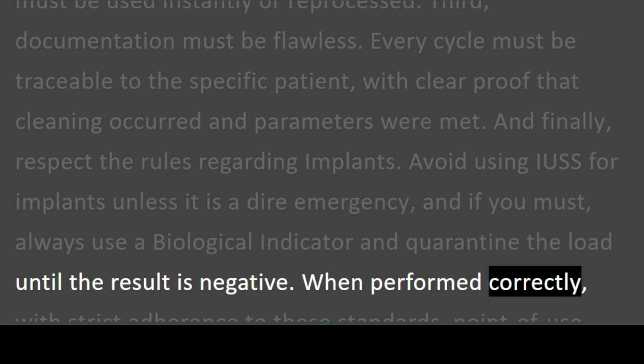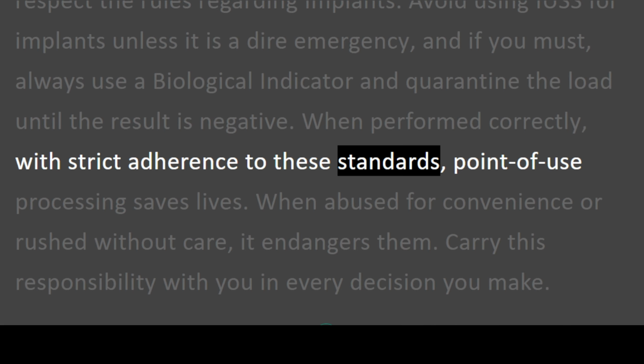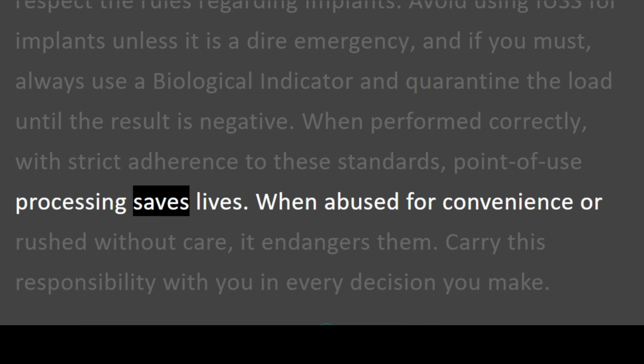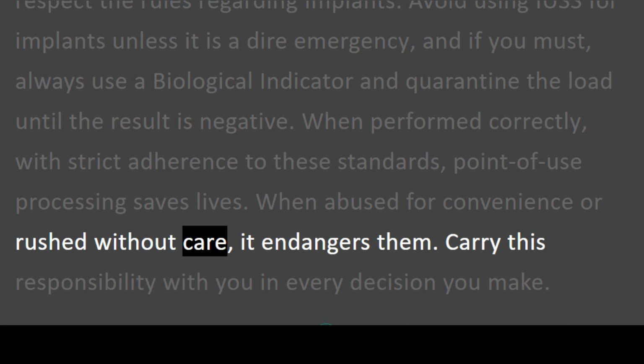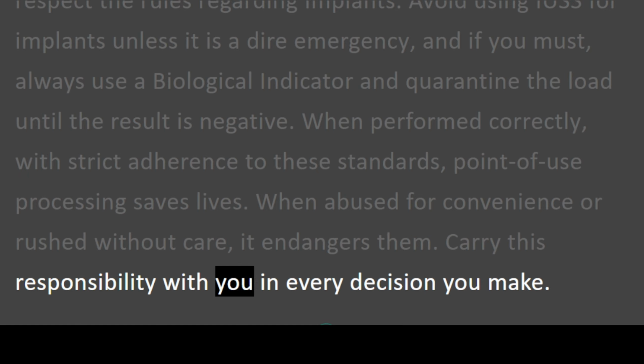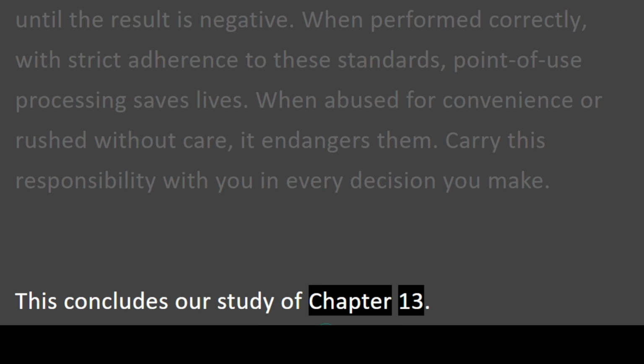When performed correctly, with strict adherence to these standards, point-of-use processing saves lives. When abused for convenience or rushed without care, it endangers them. Carry this responsibility with you in every decision you make. This concludes our study of Chapter 13.